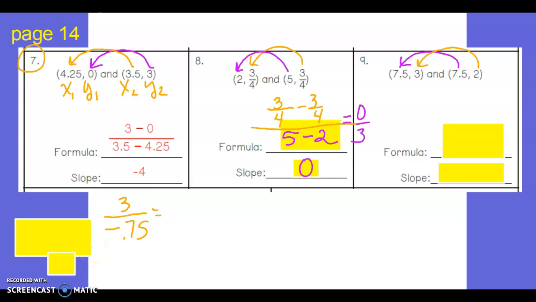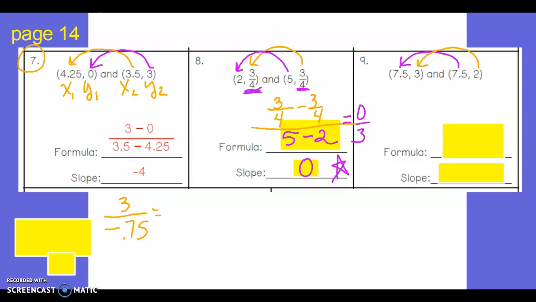So problem number 8, I went ahead and drew my arrows, and I did the subtraction, right to left, right to left. So I have 3/4 minus 3/4 over 5 minus 2. Now 3/4 minus 3/4 is 0, 5 minus 2 is 3. 0 divided by 3 is just 0, so my slope is 0. If we were to plot those 2 points, what type of line would that be if the slope is 0? If you thought horizontal, then you are right. Whenever the y values are the same, that's going to give us a horizontal line when we connect those points.